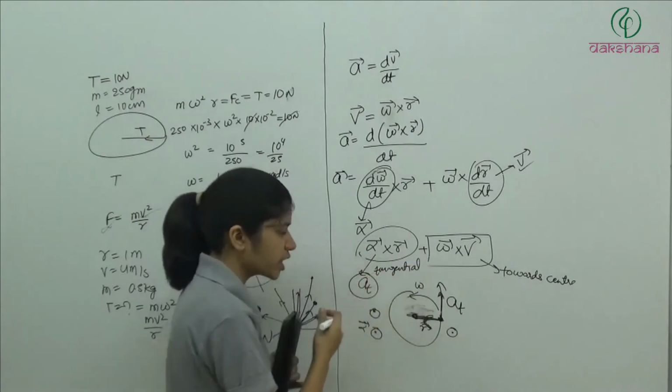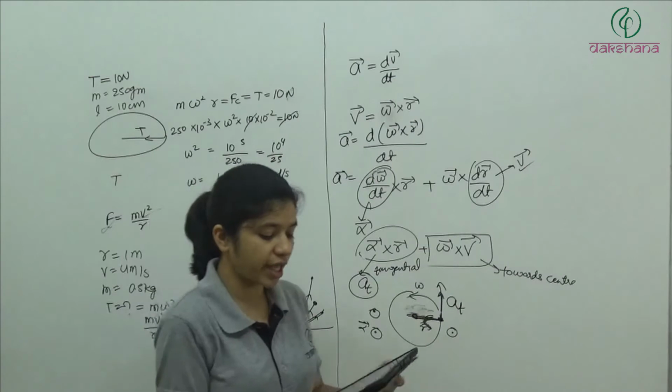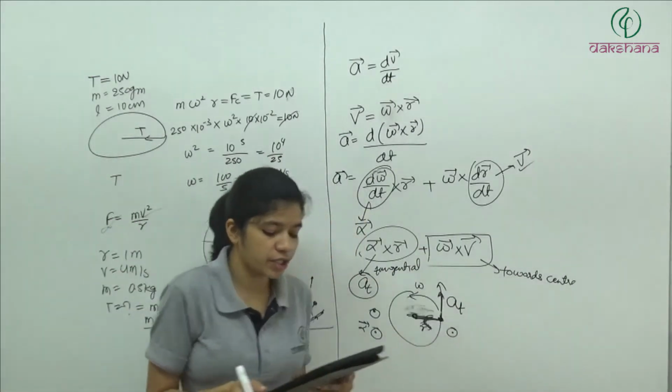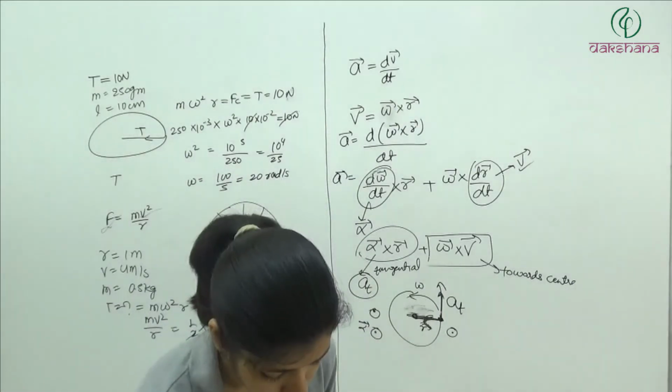So this is tangential acceleration and this is centripetal acceleration. Centripetal acceleration can be represented by omega cross v and tangential acceleration is alpha cross r. So the answer will be the second option.